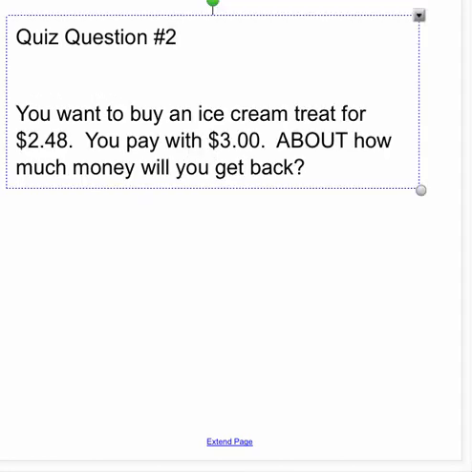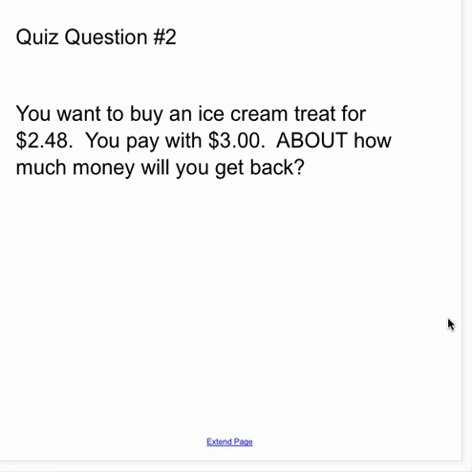Quiz question number 2. You want to buy an ice cream treat for $2.48. You pay with $3. About how much money will you get back? This time you need to write your answer as a number and think about that word about. About how much money are you going to get back?